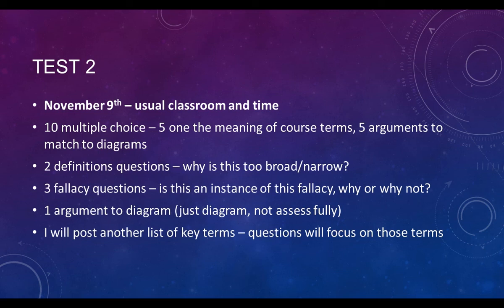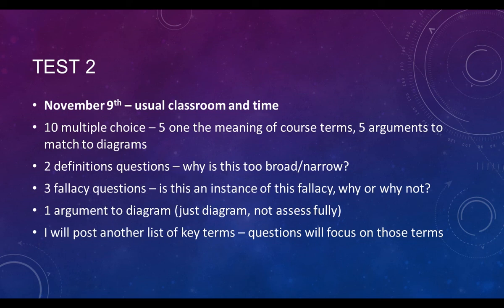And here's the structure and basically the content. We're going to have, again, 10 multiple choice questions. 5 of those will be of the same structure as on quiz 2. So on quiz 2, there were 5 questions where I said, here's an argument, match it to its argument diagram. There'll be 5 of those on the test. The other 5 multiple choice questions will be testing your understanding of key course terms, very similar to what we did on test 1. And I will release another list of what I consider to be the key course terms well before the test. Okay?